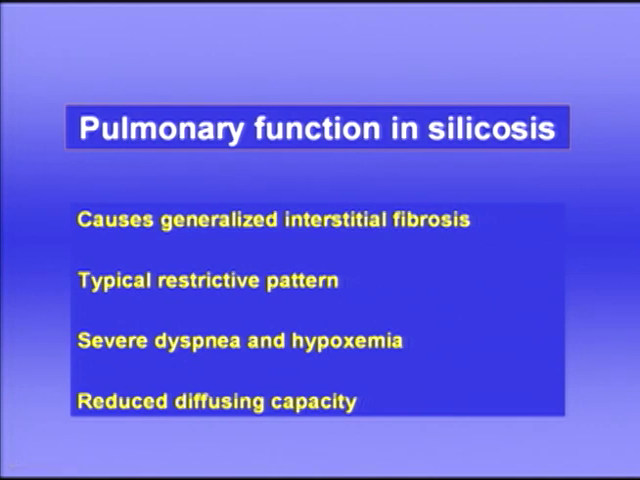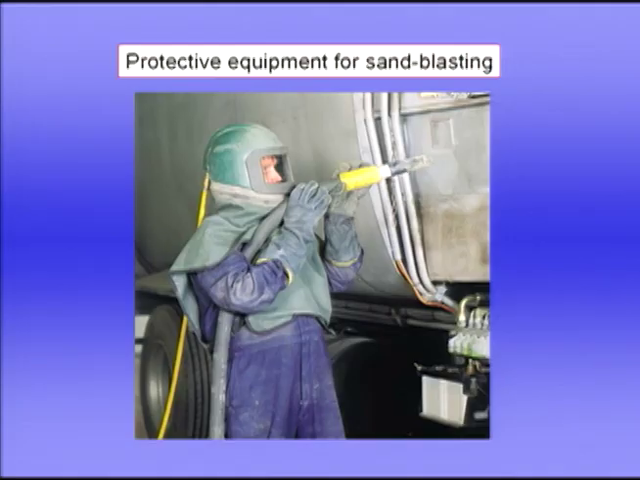The pulmonary function in silicosis is that it causes a generalized diffuse interstitial fibrosis. So it's very like the diffuse interstitial fibrosis that we discussed a couple of sessions ago in the session devoted to restrictive lung disease. You get the typical restrictive pattern, severe dyspnea, hypoxemia, and a reduced diffusing capacity, which is typical of patients who have diffuse interstitial pulmonary fibrosis. So silicosis is a very important disease. The way you prevent it is by using protective equipment.